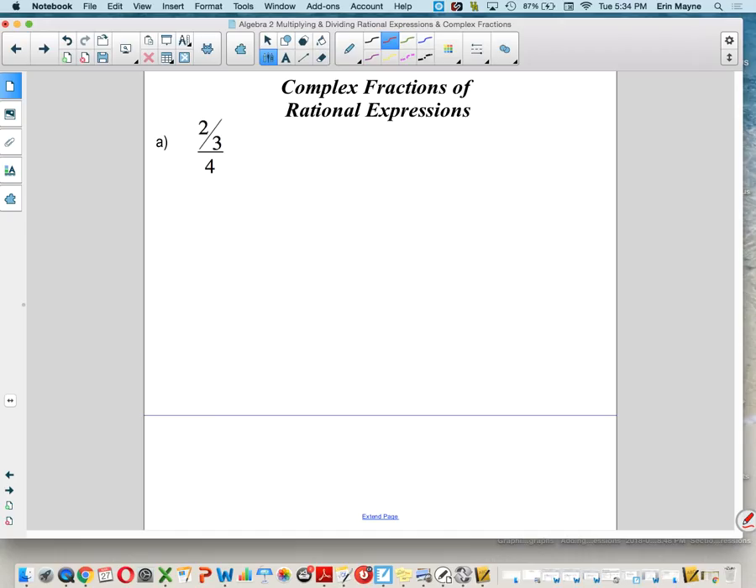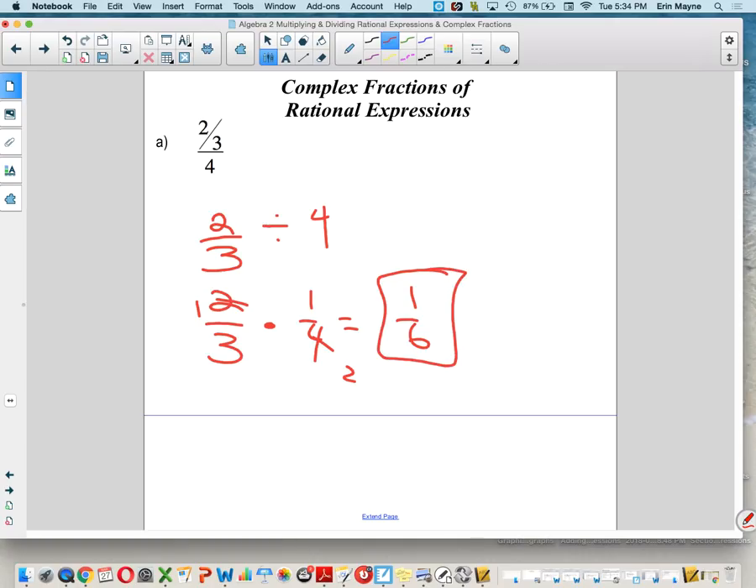Okay, so on this slide, we have what's referred to as a complex fraction because I have a fraction in the numerator. Anytime I have a fraction in the numerator or denominator, I have what we refer to as a complex fraction. When I have that, I could think of it as 2/3 divided by 4. That's one way to think about it. So you could actually think of this as 2/3 times 1/4. Cross cancel, this will give me 1/6 as a final answer.